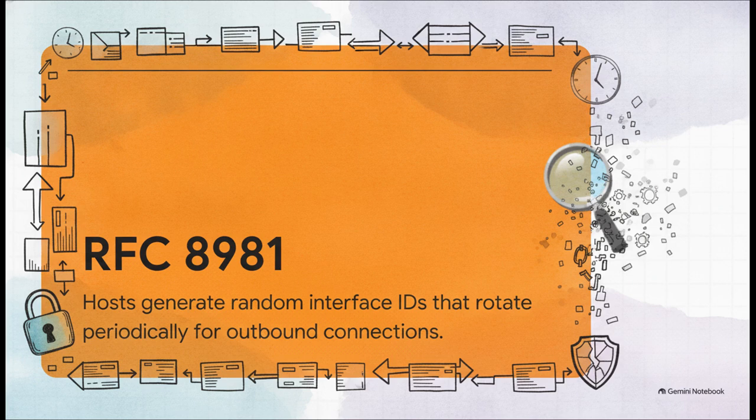Honestly, think of it like a digital burner phone. By default, these hosts generate random interface IDs that rotate periodically, usually every 24 hours or so, to create temporary addresses for outbound connections. Now, if you're a consumer, this is great. It stops third-party tracking dead in its tracks. But from an enterprise security perspective, oh man, it completely flips the board and makes tracking down internal issues incredibly frustrating.